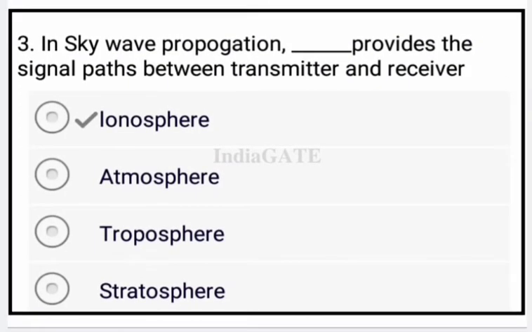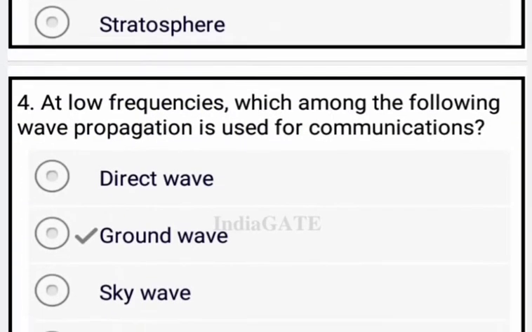In skywave propagation, dash provides the signal path between the transmitter and receiver. The correct answer is ionosphere. In skywave propagation, the ionosphere provides the signal path between the transmitter and receiver. So option A is your correct answer. Now come to the next question.